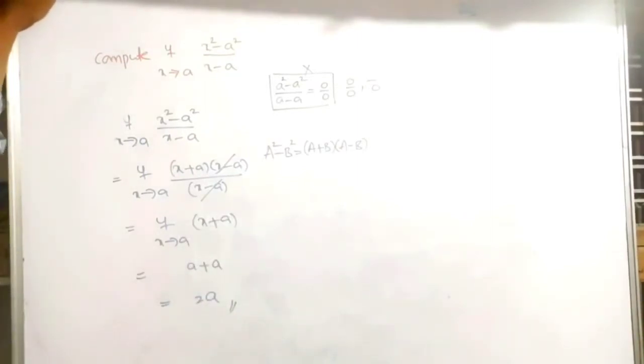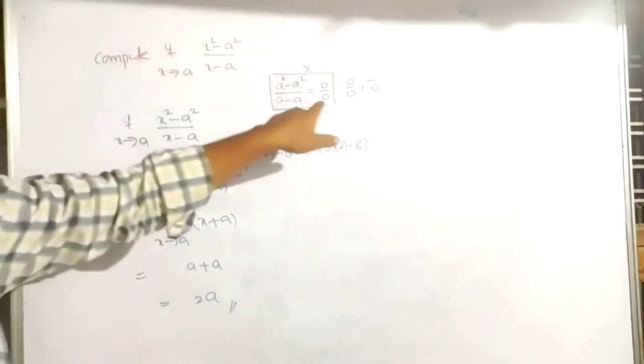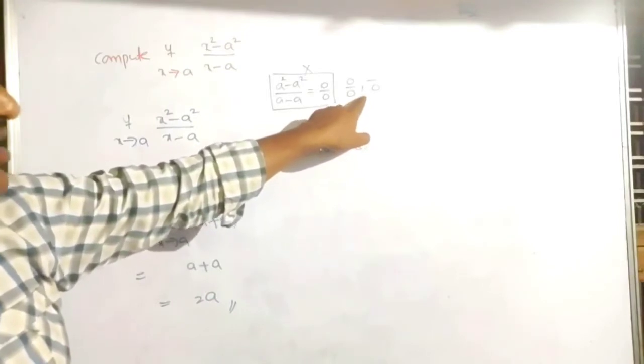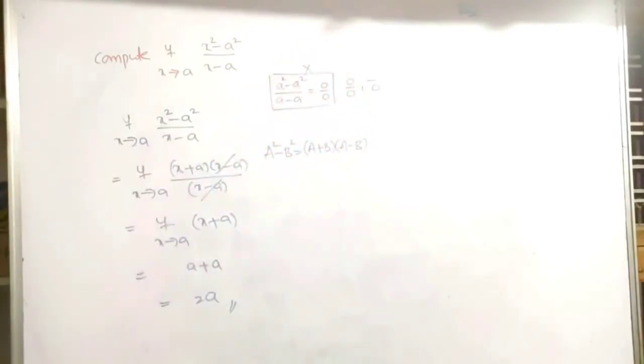So when you are doing the answers, you should not get values like 0 by 0 or something by 0. They are undefined forms. That's why you should not get these values.